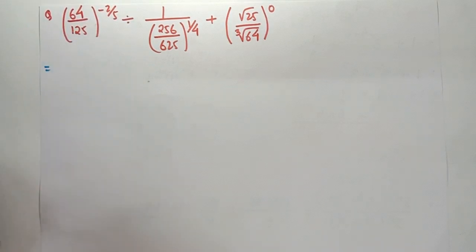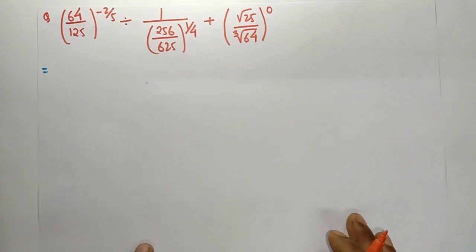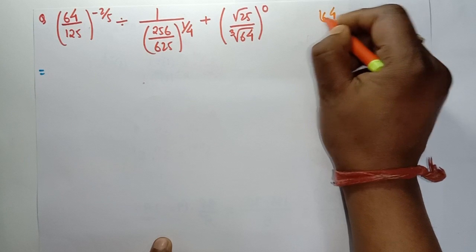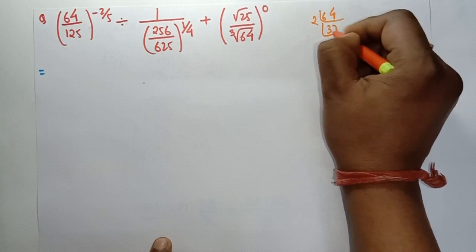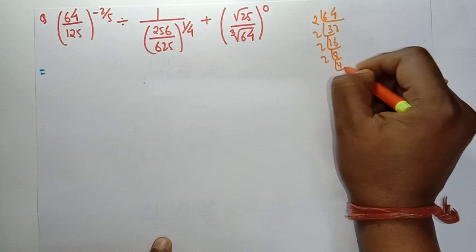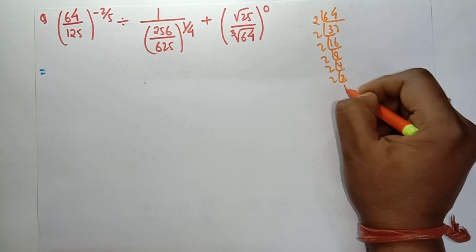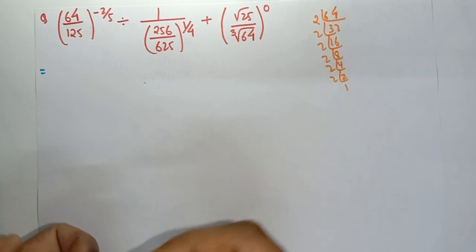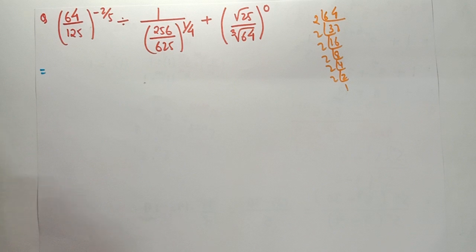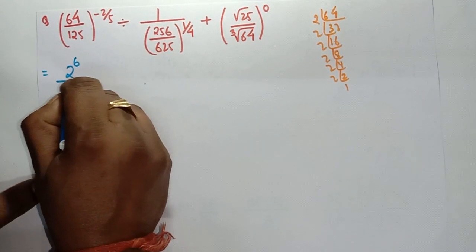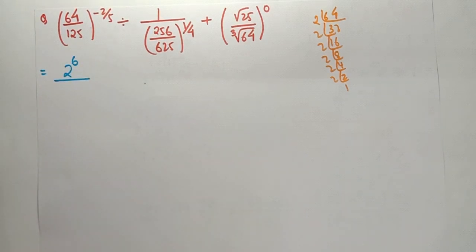You can see the 64, 125, change this into indices form, into power form. So what can I do? Let's do the prime factorization of 64. 2, 32, 2, 16, 2, 8, 2, 4, 2, 2, 2, 1. So how many 2's did I get? 1, 2, 3, 4, 5, 6. So 64 I can write as 2 to the power 6, divided by, now I have 125.